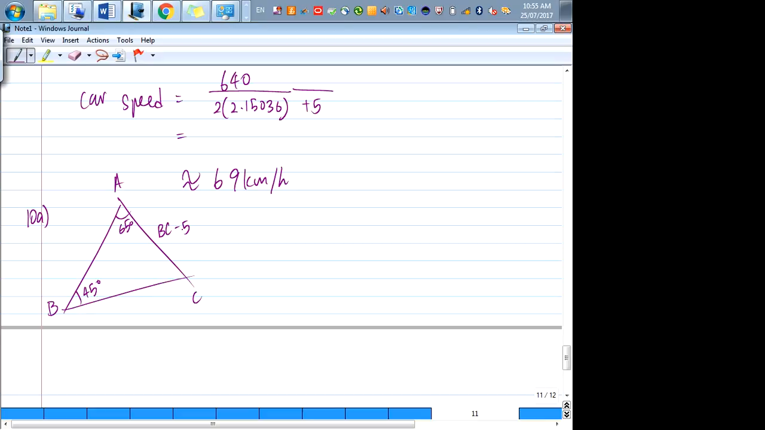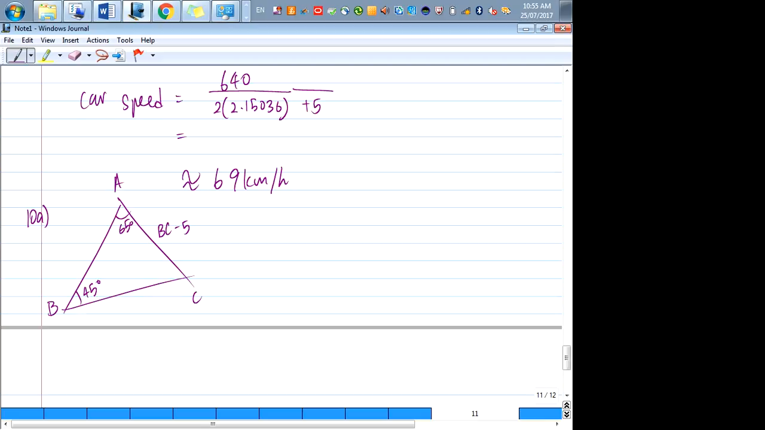Okay, now for question 10, we're given a triangle with two angles and a side. Do you know that just by looking at a diagram, at what is given to you, you can already determine which rule to use? You can determine whether it is the sine rule or cosine rule. As long as you have two angles and one side given, you use your sine rule. As long as you have one angle that is not included and you're given two sides, use your sine rule. Anything else, just use your cosine rule.